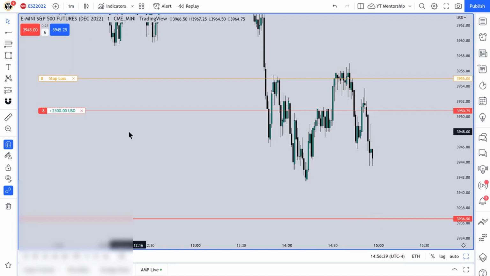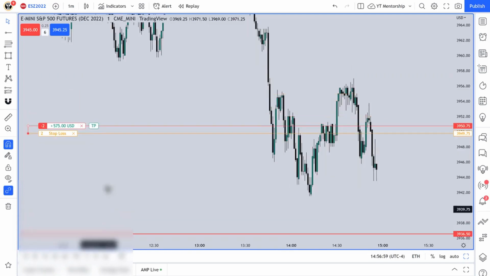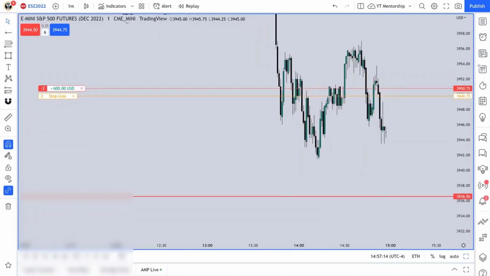I'm going to look to take 6 contracts off. Bank about $1,500. Stops rolled to better than even. I don't want to play around this afternoon. It's a little sloppy.